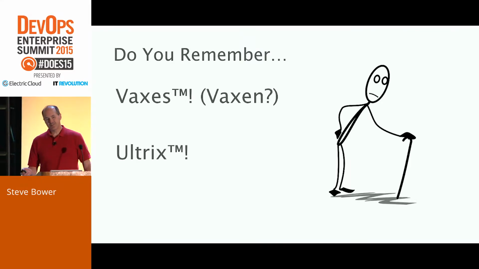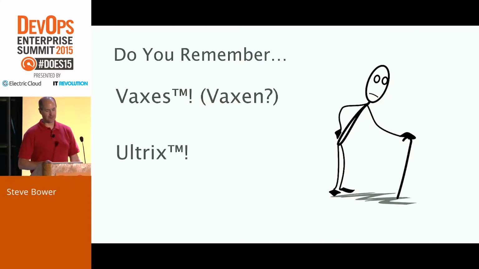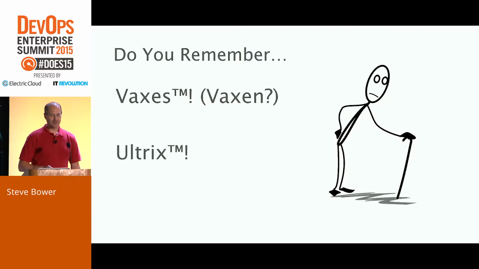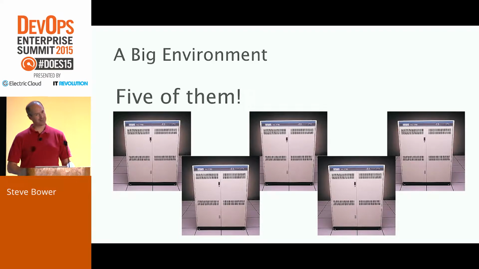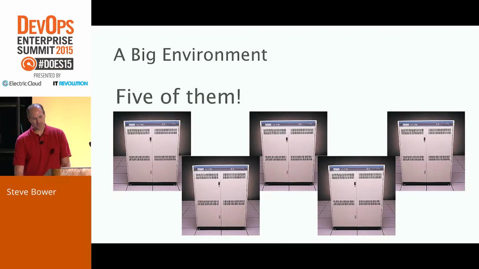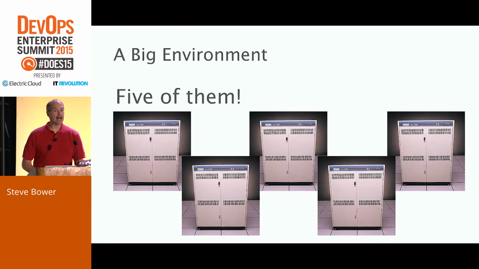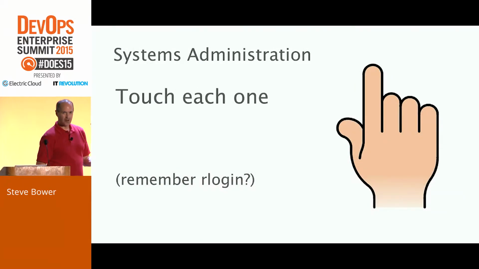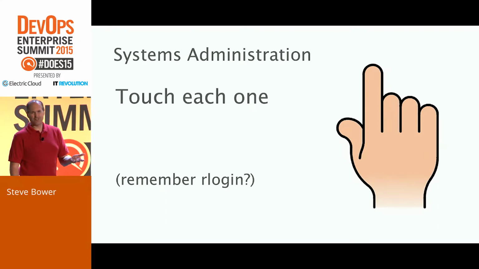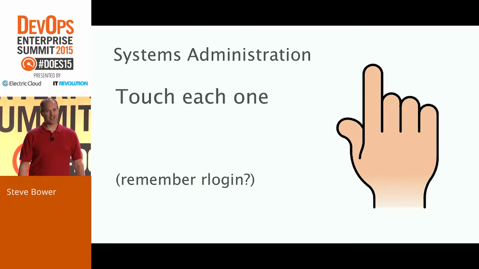And we had a fairly large environment at the time. This was before Cisco, a while back. We actually had 5 VAXs. Like, ooh, this is a pretty big environment, right? And so I'm an IT guy, so we need to manage them, of course. One of the options we have, there are only 5 of them, is we can go on, log in and touch each one.